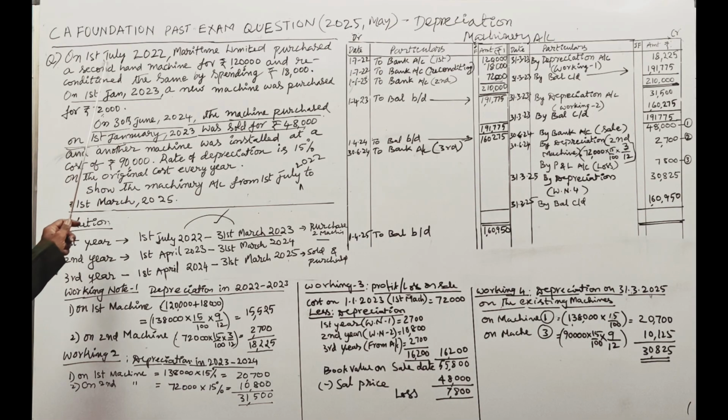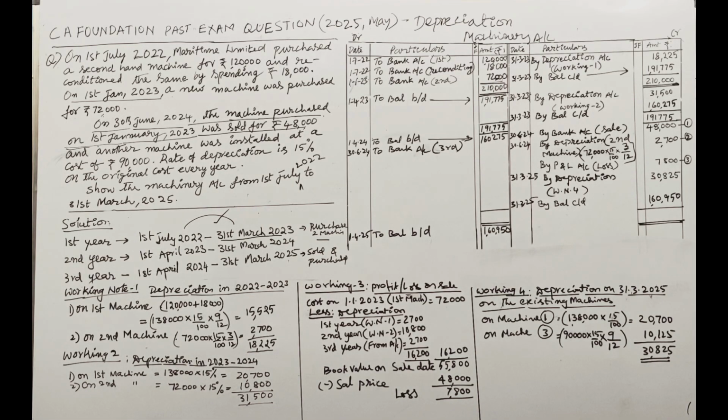The date of purchase is 1st July. From 1st July 2022 to 31st March 2023, totally 9 months. So for 9 months you have to calculate the depreciation. That's why I have written here 9 by 12. Now if you simplify it, you will get 15,525. You can do it on a calculator. 15,525.